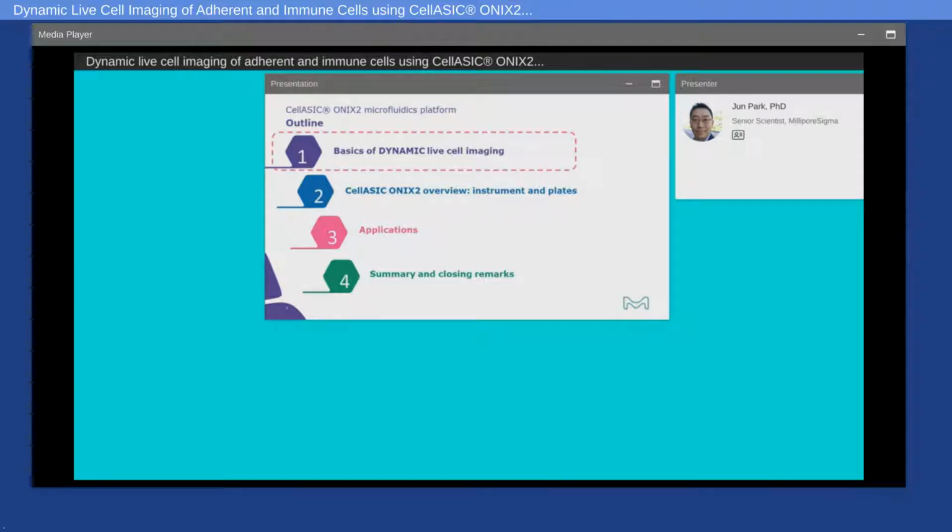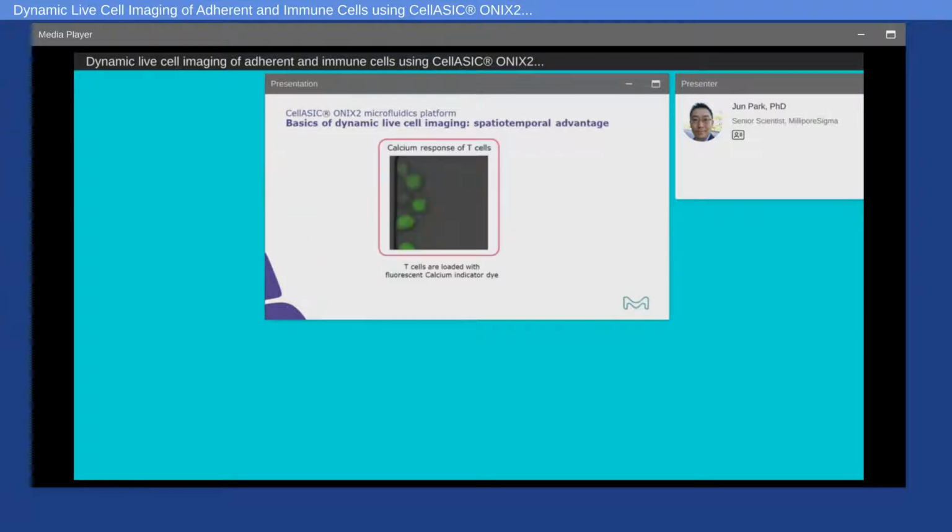Let's start with some background information on dynamic live cell imaging. I think by now it is very well established that live cell imaging offers tremendous biological insight over traditional static imaging due to its spatial and temporal information. For example, here we are showing the static image of T lymphocytes loaded with a fluorescent calcium indicator dye. At this point, not much insight can be gained, perhaps other than what appears to be different levels of fluorescence among the T cells.